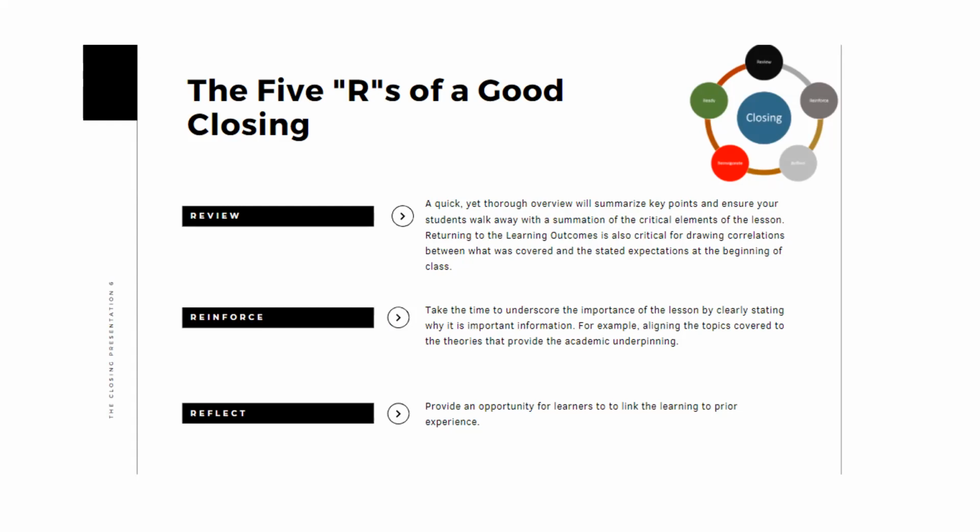You need to also reinforce, the second one there, by clearly stating why this is important information. So why, in fact, was it covered? What is the purpose of its existence in the curriculum? And you've spoken to the learning outcomes. You could do a course outcome. This is why we're studying this particular closing, because it's such a very important part of instructional techniques that we know how to close a class, and that's what this course is about. So align those topics also to any theories that you have. So how we refer back to the adult learning theories, of course, any types of academic underpinning you can provide at that point too. You can do that within the closing.